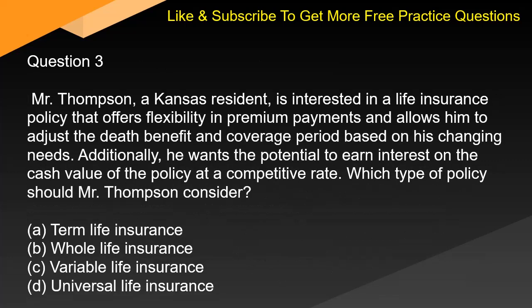Question 3. Mr. Thompson, a Kansas resident, is interested in a life insurance policy that offers flexibility in premium payments and allows him to adjust the death benefit and coverage period based on his changing needs. Additionally, he wants the potential to earn interest on the cash value of the policy at a competitive rate. Which type of policy should Mr. Thompson consider? A. Term life insurance. B. Whole life insurance. C. Variable life insurance. D. Universal life insurance.